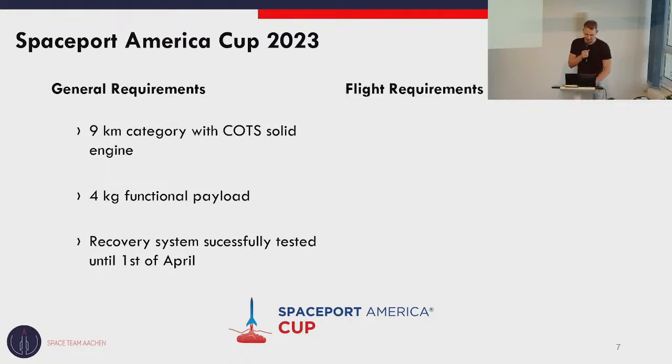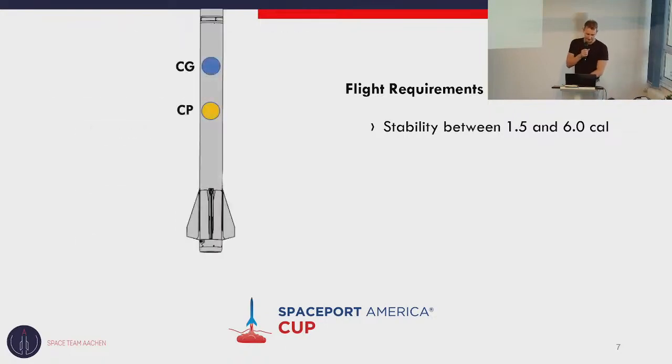Let's go to the flight requirements. So we need to have a stability between 1.5 and 6.0 calibers. The unit calibers here refers to the diameter of the rocket. For everybody who doesn't know exactly what stability means, we have a little picture here, and I can show you.